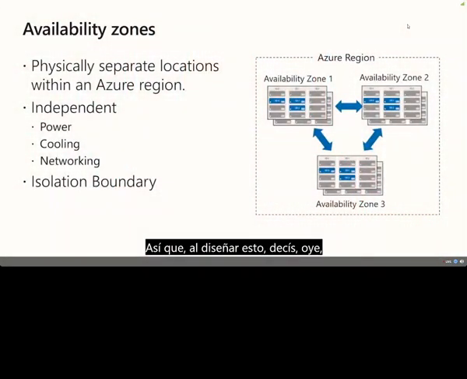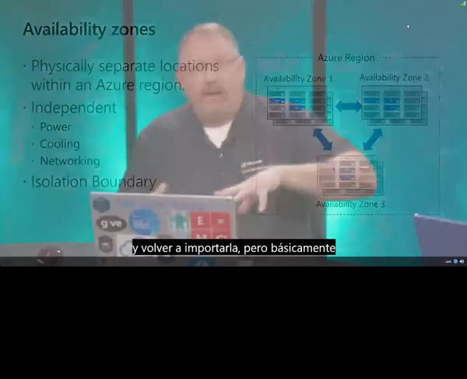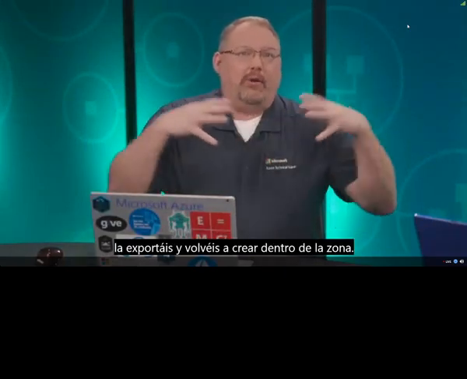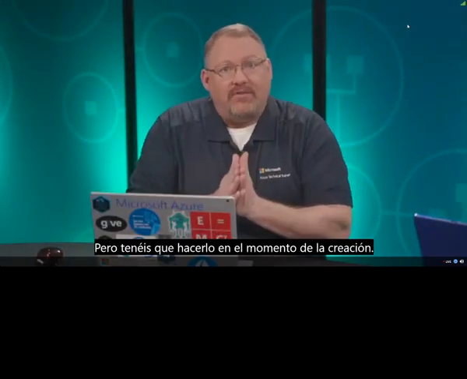So when you design this and say, hey, I'm going to make an availability zone inside of South Central, guess what? You're locked into the South Central region for all those virtual machines. This also has to be done at the creation of that virtual machine. If I just created a VM but forgot to put it in the zone, you'll have to recreate it. Now, there are some ways you can export that VM and re-import it, but you're essentially exporting it and recreating it inside the zone, but you have to do it at creation time.